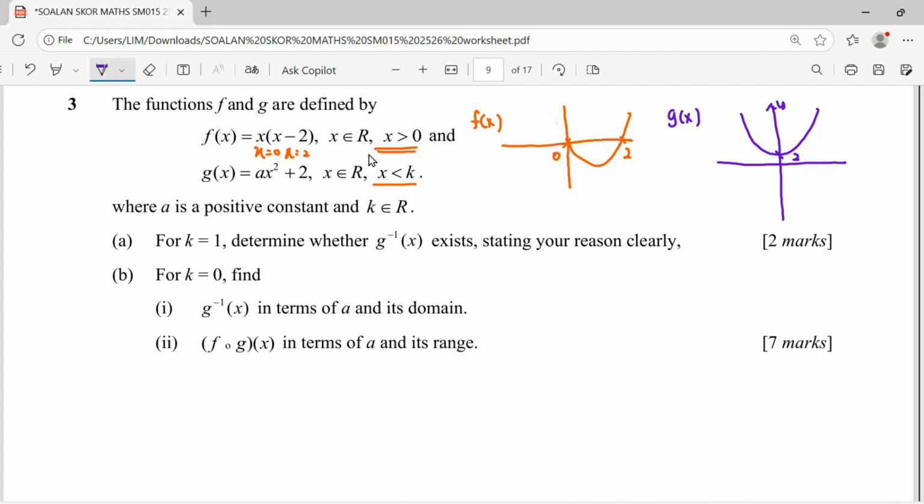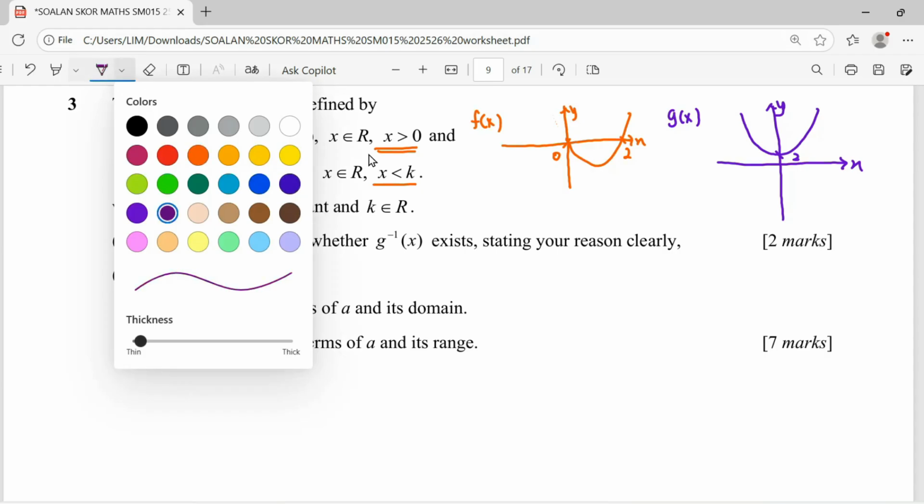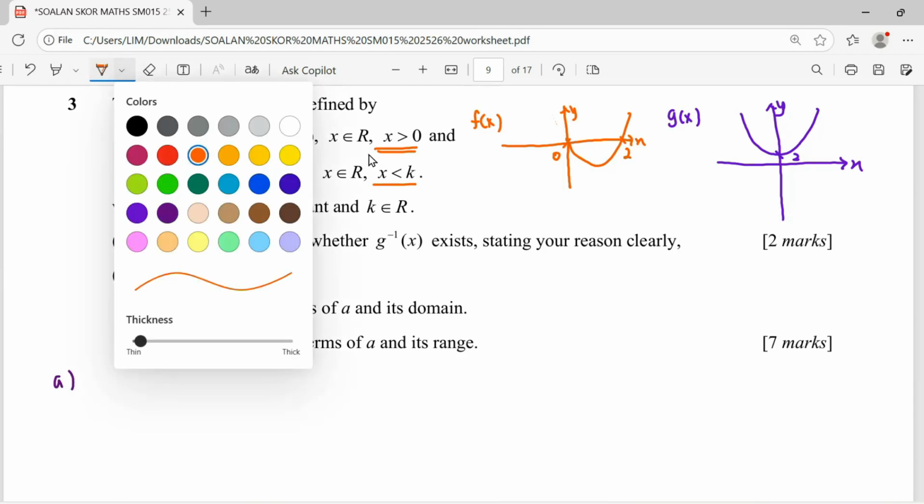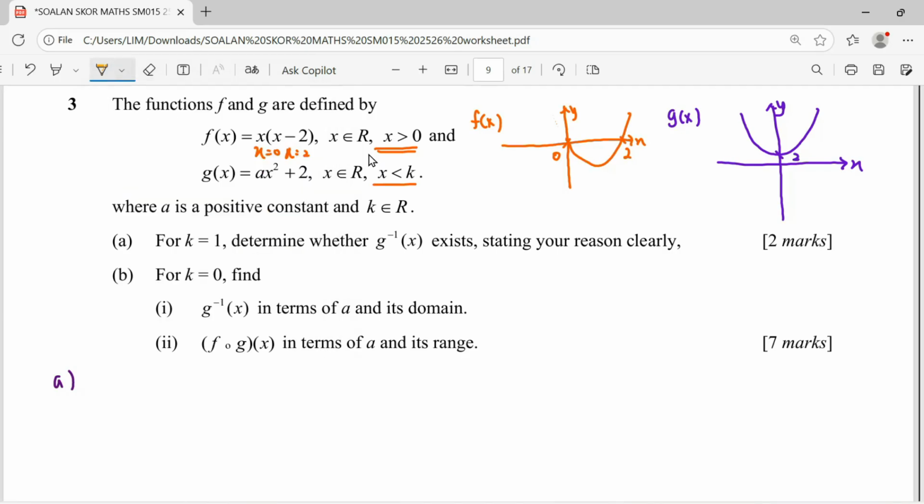So your y-axis, x-axis. Let's say for the first question, they say k equals 1. When k equals 1, it will be here. So here will be k equals 1. When k equals 1, determine whether g inverse exists or not and state your reason clearly.